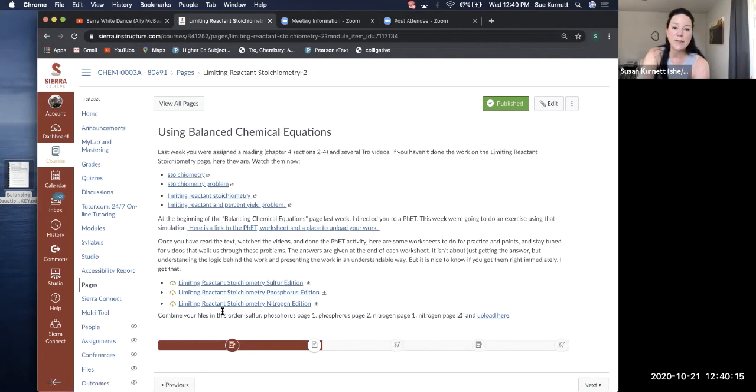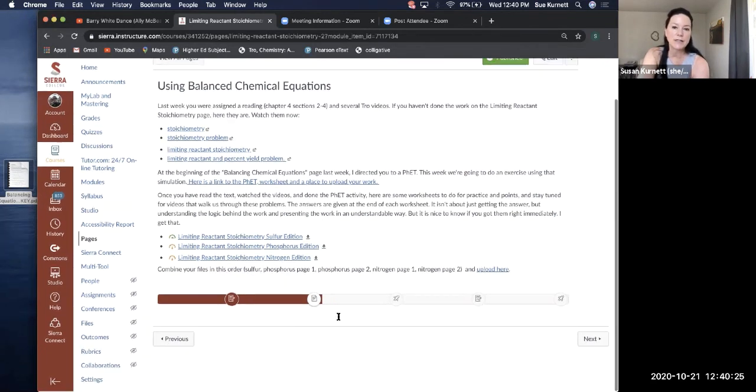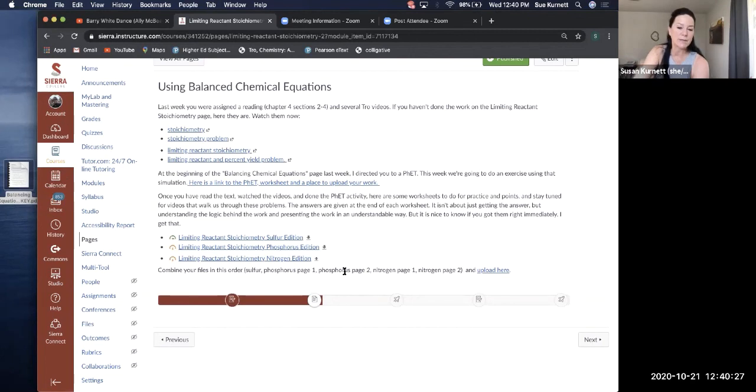And then here are the same 3 worksheets. So there's 1 page, 2 page, 2 page. There's 5 pages all together. It's going to count for 50 points. You're going to combine your files and upload them, and I'll give you credit for doing them. The credit is for the work, not for the answers, obviously, because you have the answers. Why do I give you the answers? Because it's nice to know if you've done it right.